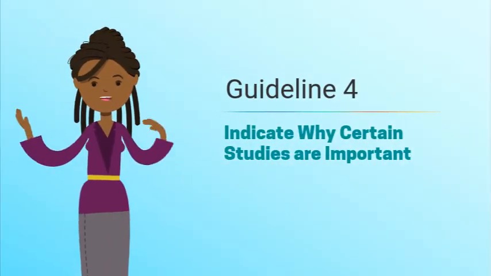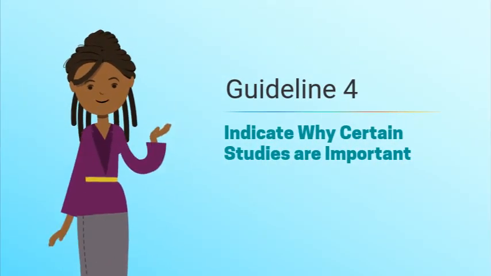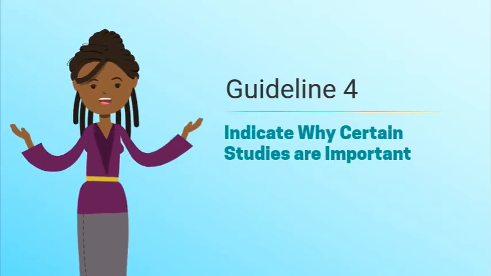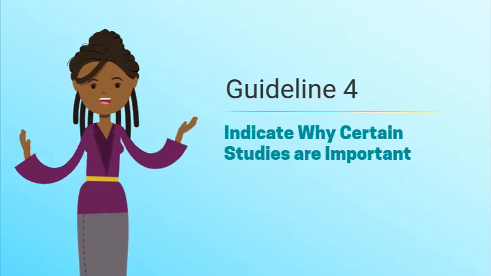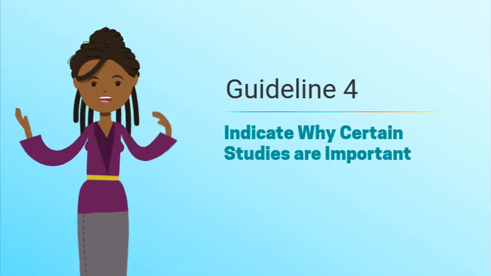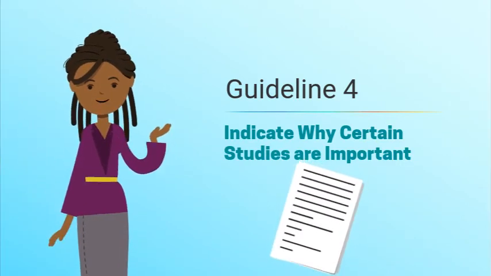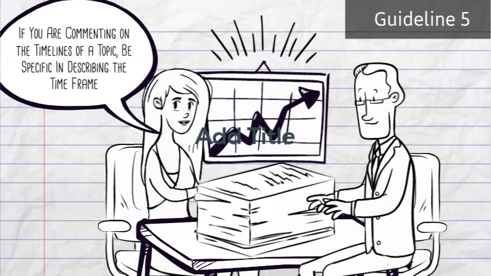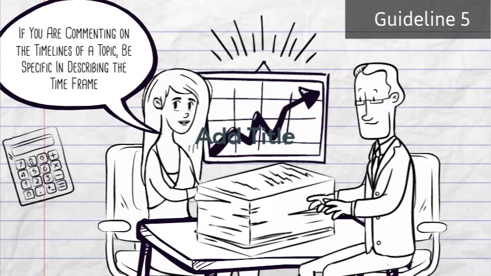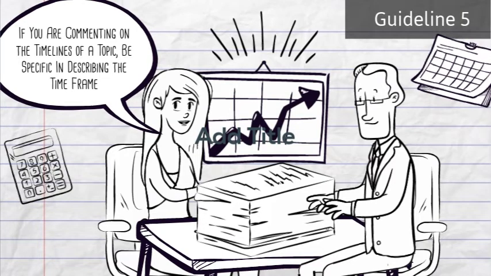Guideline 4. Indicate why certain studies are important. There are various reasons why a study might be considered important. For example, it could be because it represents a pivotal point in the development of an area of research. Regardless of the reason, be sure your review makes this clear to the reader. Guideline 5. If you are commenting on the timelines of a topic, be specific in describing the time frame. Basically, this means don't leave the reader wondering when facts or information in your review took place. Rather than using general statements, be sure to include specific numbers, percentages, and years.